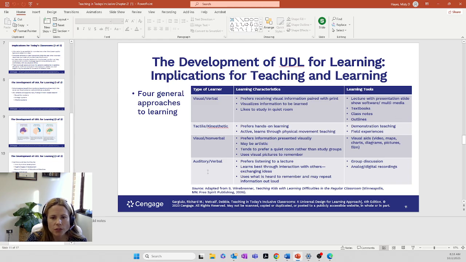So the way you have to look at this chart, right, is these are the types of learners that you're going to have. Okay, we know that. So we're looking at visual verbal, right? Then we're going to look at tactile kinesthetic. So these are their hands-on. Visual and verbal means that they like to see information visually. They like to study in quiet rooms. They want to have information paired with print, some kind of visual, right?